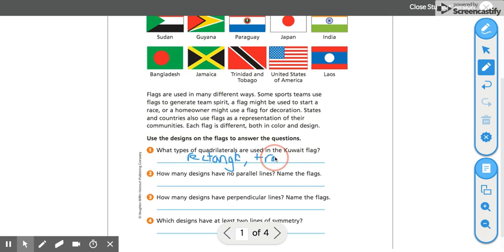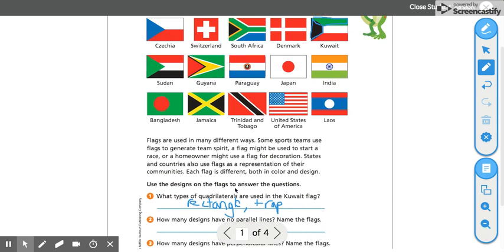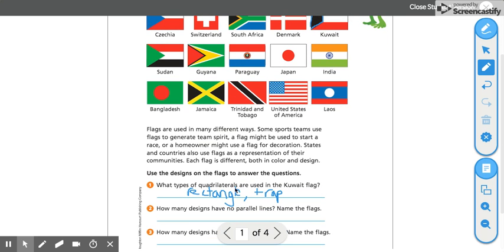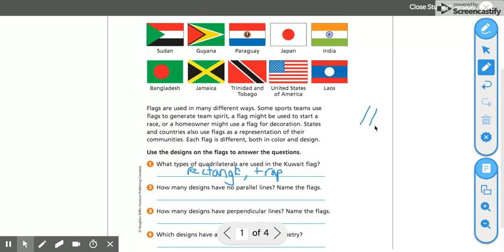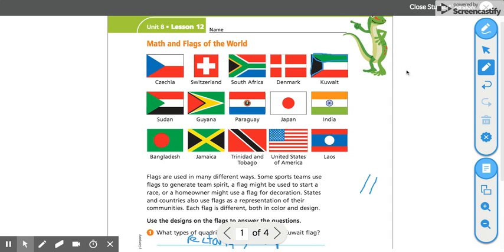All right. Then down here it says, how many designs have no parallel lines? Name the flags. So remember, parallel lines are two lines that go on forever and never hit each other. So we want to figure out which ones have no parallel lines. So let's go ahead and look right here. This first one here, I don't see any sets of parallel lines. So there's one with no parallel lines.